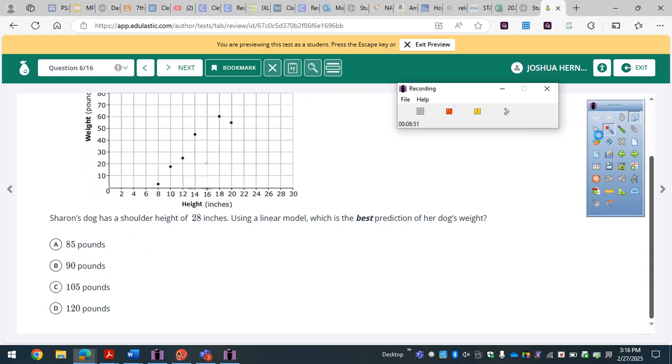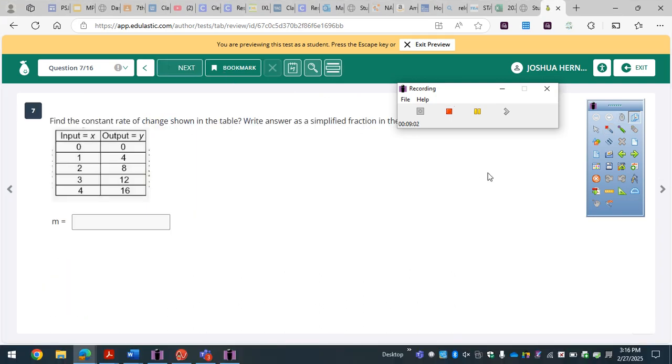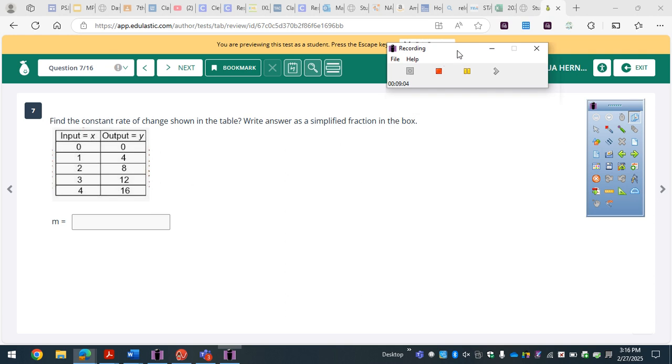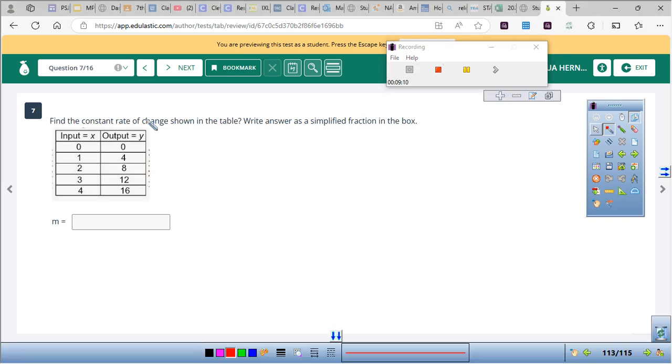Okay, so we're definitely not going with these. Too low. Too low. Okay. And this one is too high. So for this one, we're going to think about this one here. Constant rate of change. Constant rate of change is your slope, guys. So it's basically asking, what's my slope? Let's find that one.